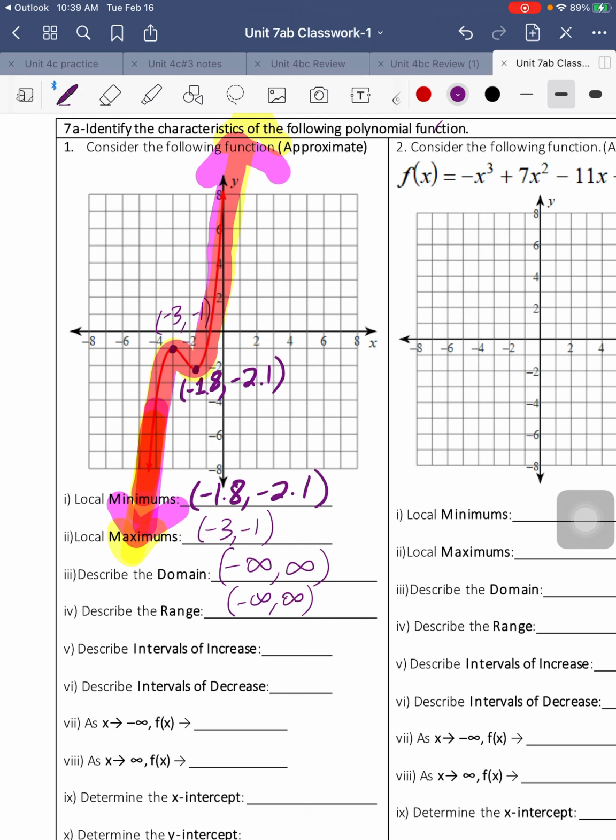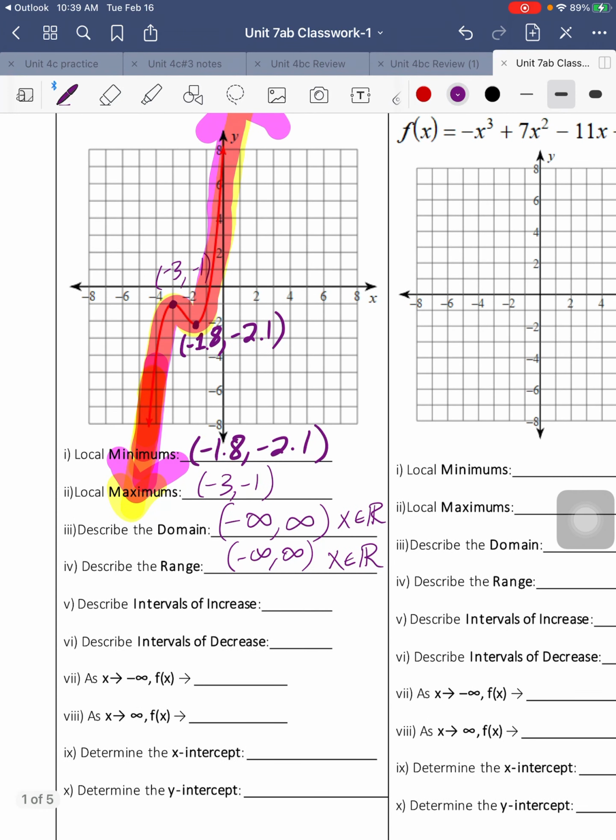And both of these, you could represent it as this symbol here. That's x is all real numbers. So you could write it like that also. Little backbone R that says all real numbers.